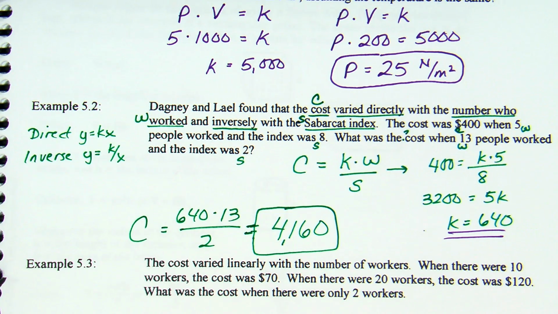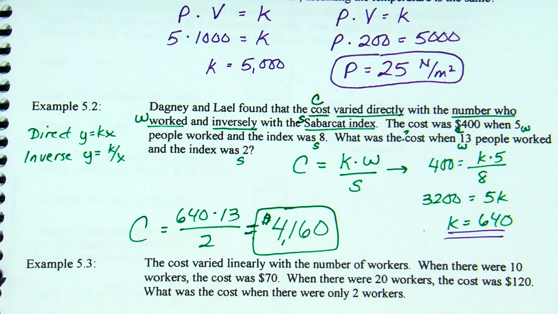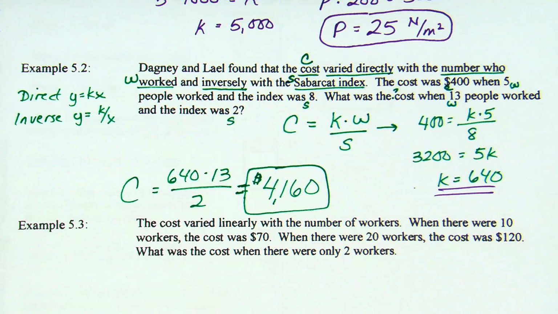Okay. And this is officially 4,160 what? Dollars, because it was cost. And the ones I'll push you on more than anything are the fractions and stuff. I'll push you to try and not just go straight for the calculator.